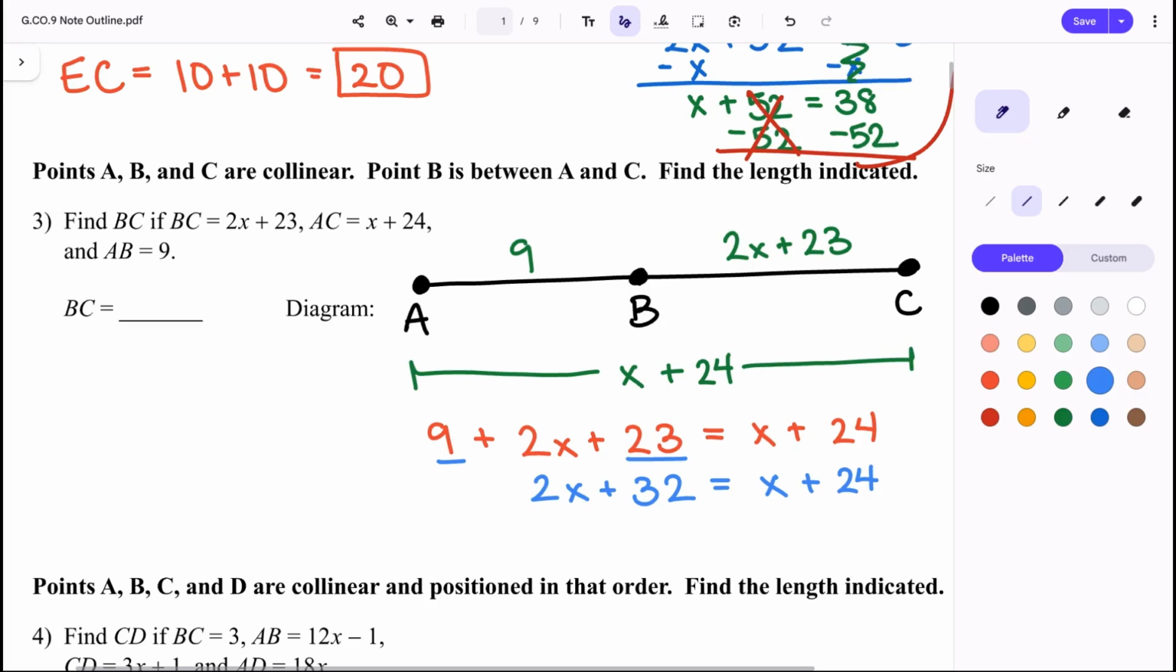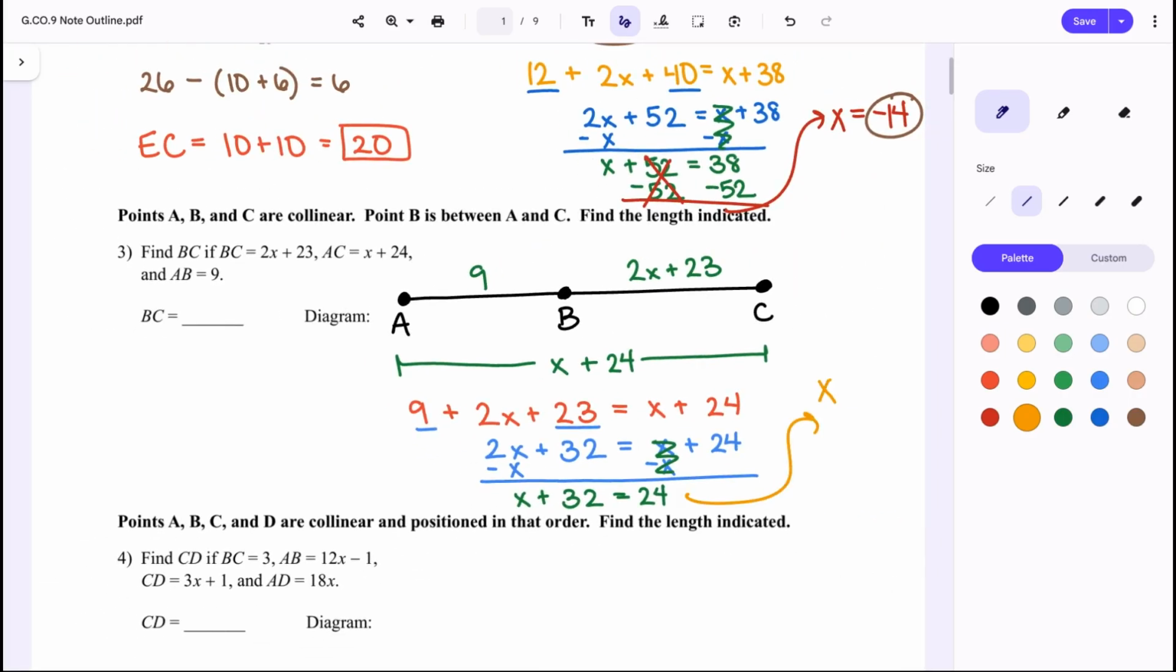Okay, so with the x's, you could decide, do you want to move the x or do you want to move the 2x? Remember what I said, though, is I like to try to keep x positive if I can. So I'm going to subtract x from both sides. And so this becomes x plus 32 equals that 24. And then what would you do? Yep, subtract that 32. I'm running out of room.